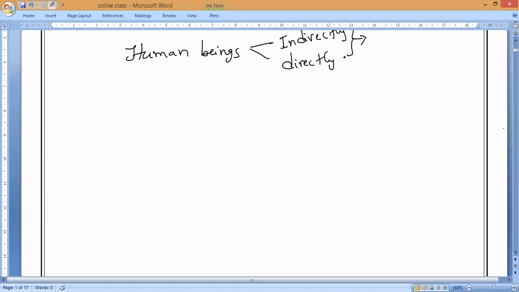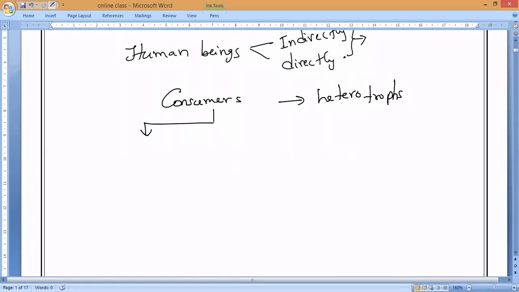Based upon this, what is another name for consumers? Anybody can tell me? Consumers can also be called what? Heterotrophs. Heterotrophs, understand? So that is why these consumers, based upon whether they depend directly, indirectly, or both, are classified into three groups.